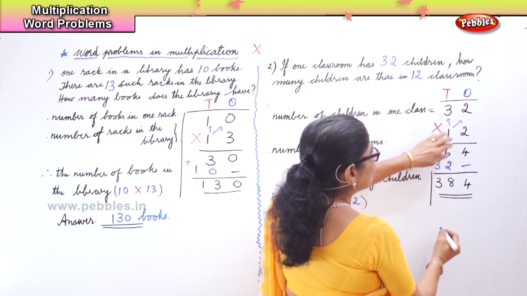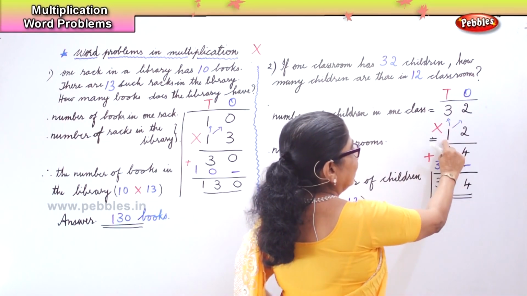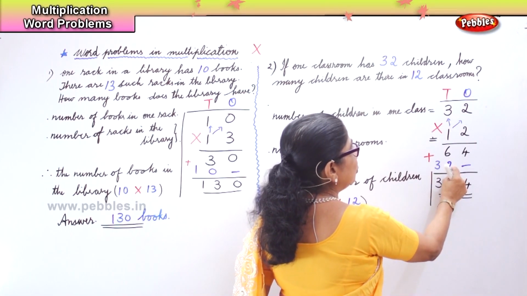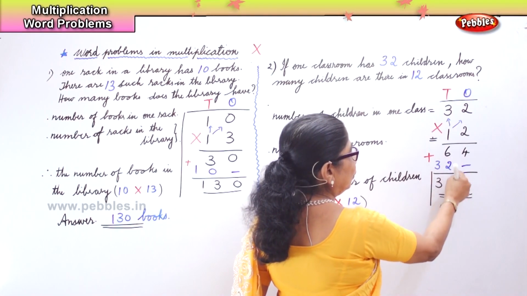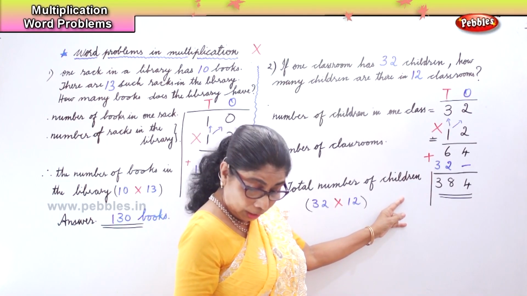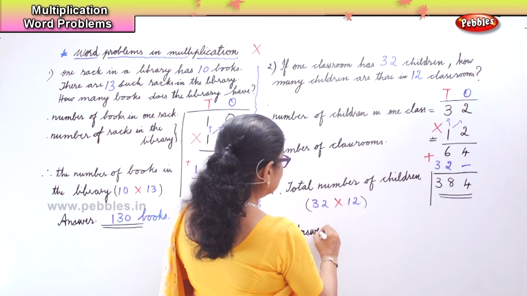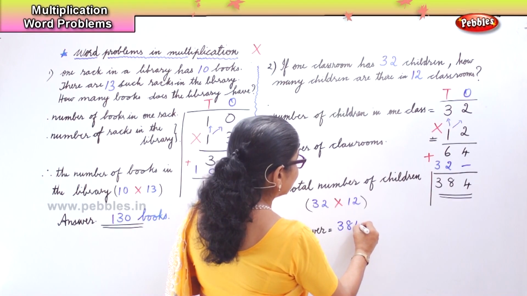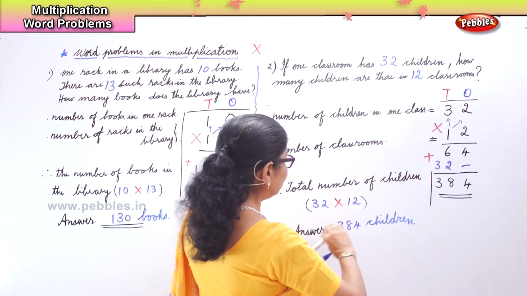Now that's your answer. So what did we do? First we multiplied 32 into 2. 2 twos are 4. 3 twos are 6. Then you take the tens place. Here in the ones place you put a dash. Now 1, 2 is 2 and it has to be under the tens. 1, 3 is 3. Now you add 4, 8 and 3. So what is the total number of children? 32 into 12. Your answer is 384 children. So that is your answer.